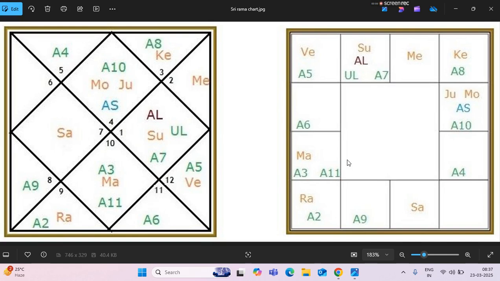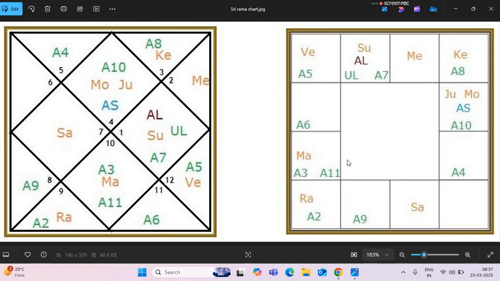Good morning, everybody. Today's topic of discussion is analyzing the chart of Sri Ramachandra. He is the avatara of Vishnu. He is a Vishnu avatara. Here I'm going to analyze the chart, and also I'm going to talk about different yogas which are there in the chart, and also the Arudhas.